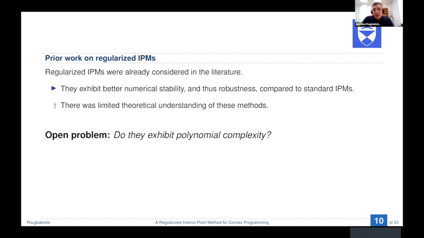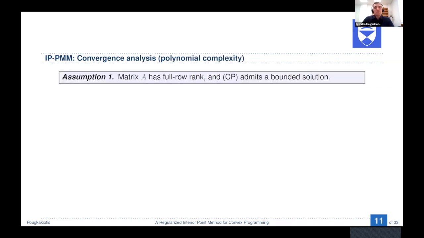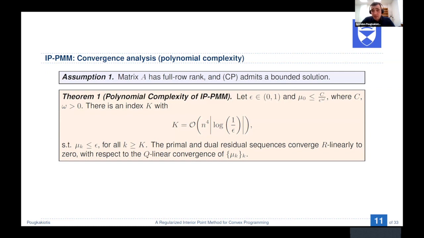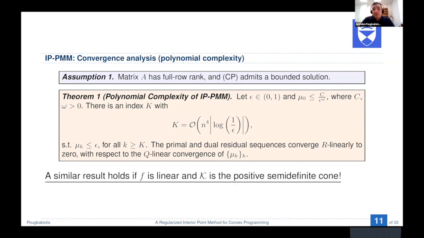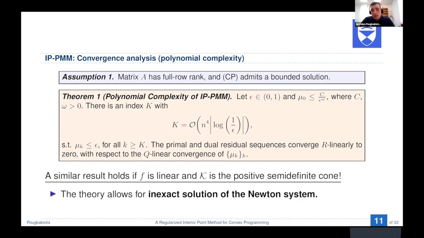Well, thankfully, we found an appropriate neighborhood and were able to show that if the constraint matrix has full row rank and the problem admits a bounded solution, our method is actually polynomially convergent. And this was the first polynomial complexity result for a primal dual regularized IPM. Now, this was shown for the class of convex quadratic programming problems, but we were able to extend the result for linear positive semi-definite programming problems as well. Importantly, the result holds even if the Newton system that we have to solve at every iteration is solved inexactly. And that's going to be important later on when I discuss how we can decrease the memory requirements of our method.